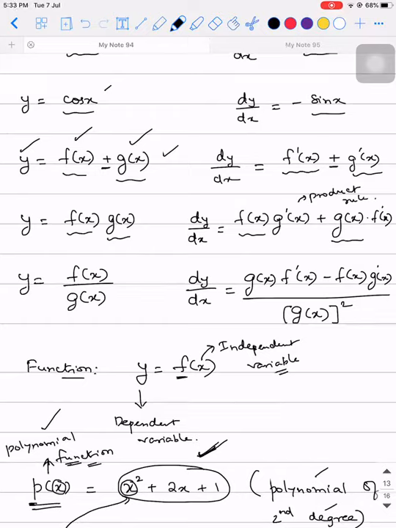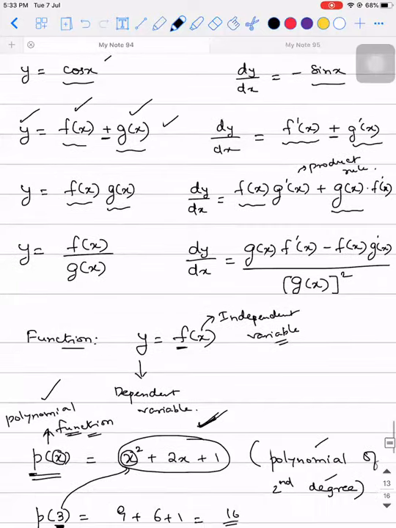Might be in your school they would have taught in terms of u and v: u into v dash plus v into u dash. Yes, that's what is called the product rule. I'm just trying to explain in terms of functions so that you have better clarity.